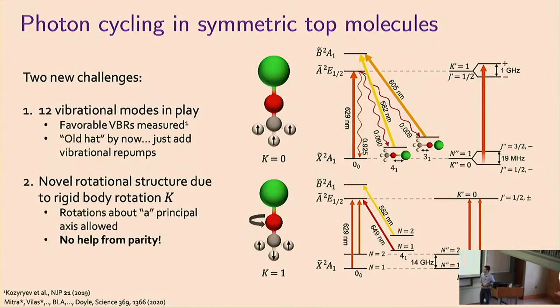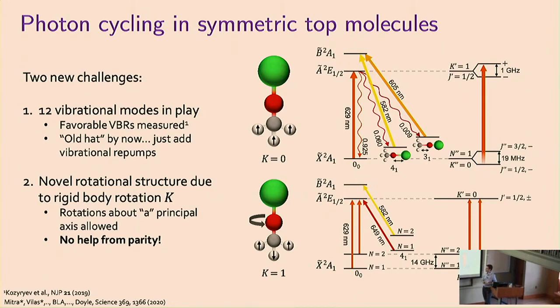So I just want to recap some work that was done in the Doyle group about a year or two ago, where we attempted to laser cool calcium monomethoxide, CaOCH3. And this is already somewhat more complicated than even CaOH. First of all, the most obvious issue may be that this molecule has 12 vibrational modes. And even though it has favorable vibrational branching ratios, this is still a rapid increase in the number of vibrational modes compared to the 3 that were present in CaOH.